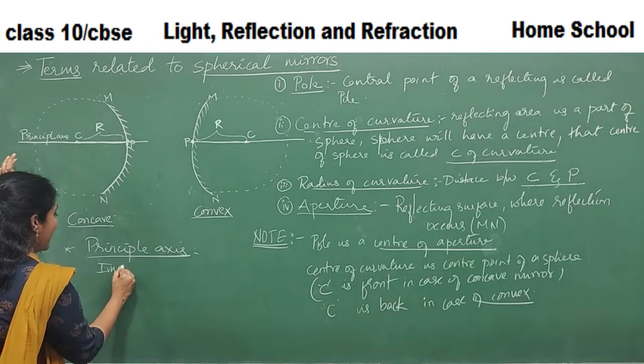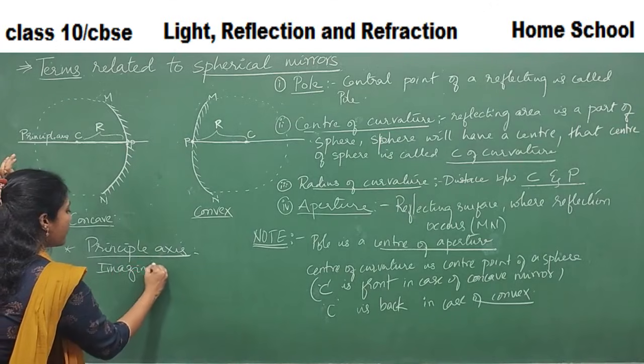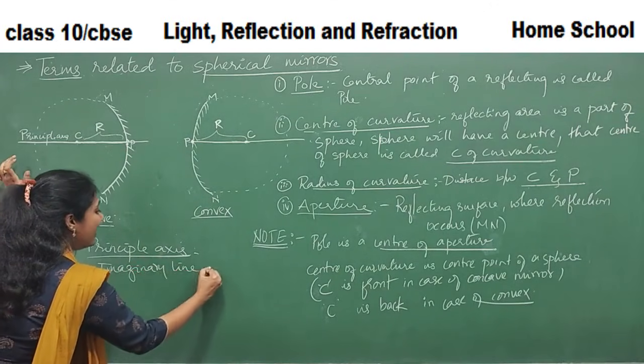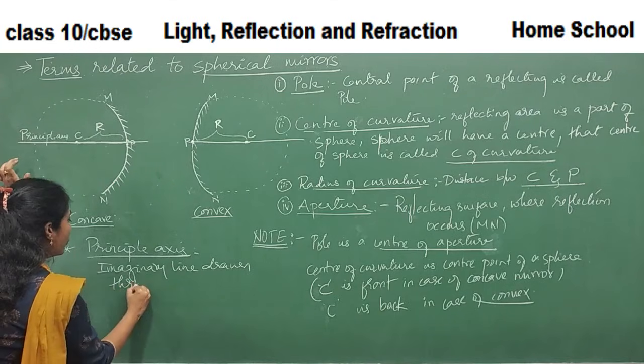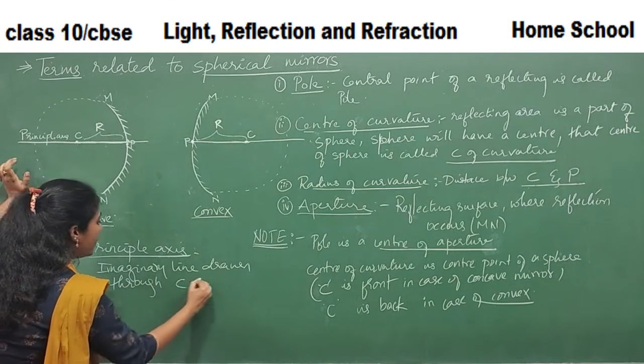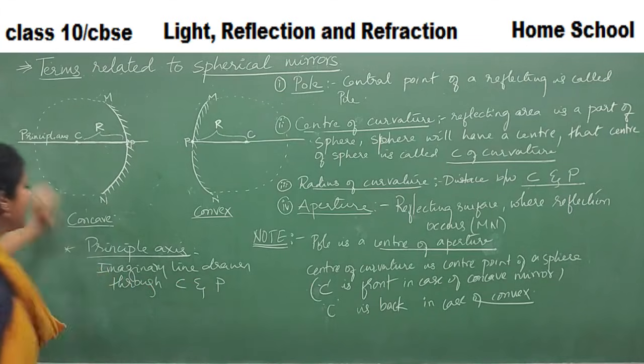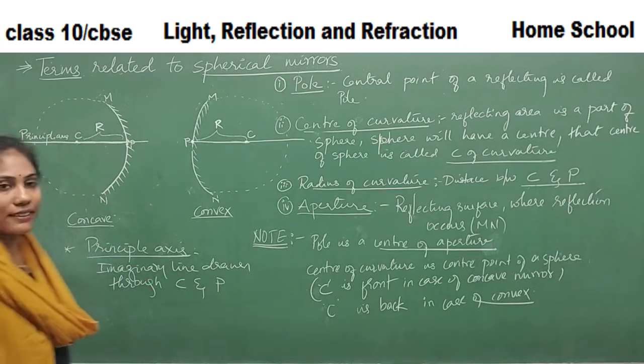It is just an imaginary line drawn through the center of curvature and pole, called the principal axis.